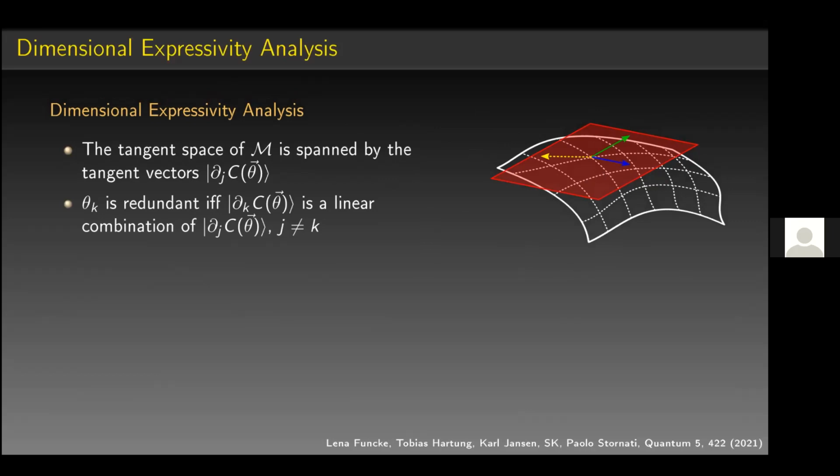Checking for a redundant parameter is then relatively simple. All one has to do is check if the tangent vector corresponding to the parameter is a linear combination of the previous tangent vectors. In this example, I would have the blue and the green tangent vectors, which are enough to span the plane. If I then add another parameter, which corresponds to this dashed yellow arrow, this would be redundant because I can perfectly express this yellow arrow as a linear combination of the other two.